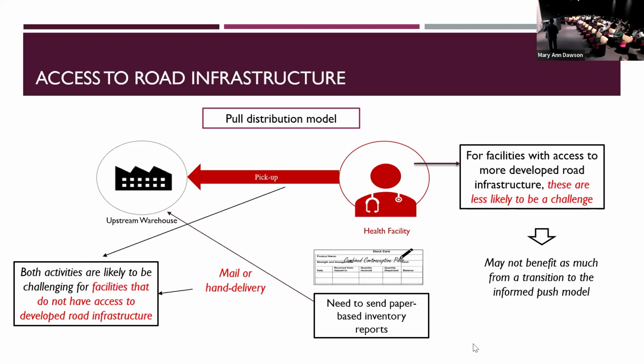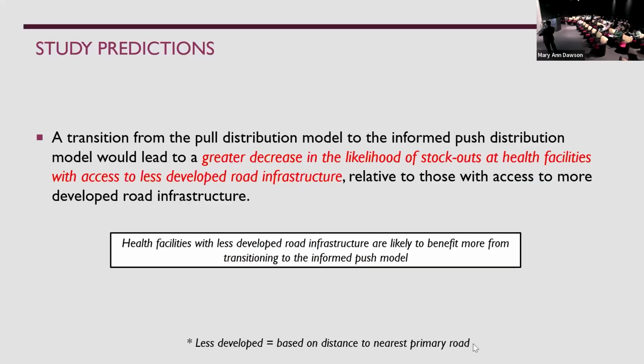As a result, these facilities may not benefit as much from a transition to the informed push model. So that is our second study prediction. What we predict is that a transition from the pull model to the informed push model would lead to larger benefits for facilities that have access to less developed road infrastructure compared to those with access to more developed road infrastructure. Okay. So essentially what we're saying is, if you're urban, you may not benefit as much. If you're a remote rural facility, you are more likely to benefit. Okay.